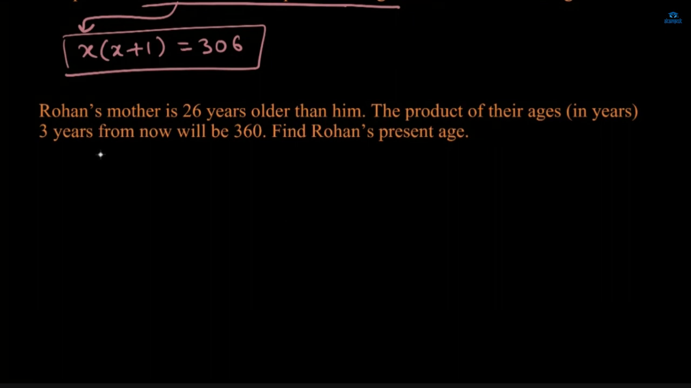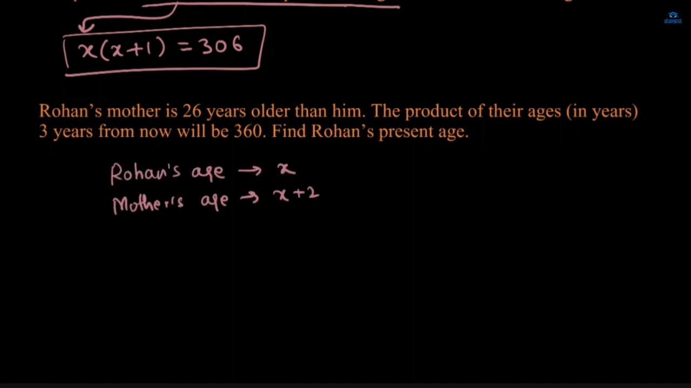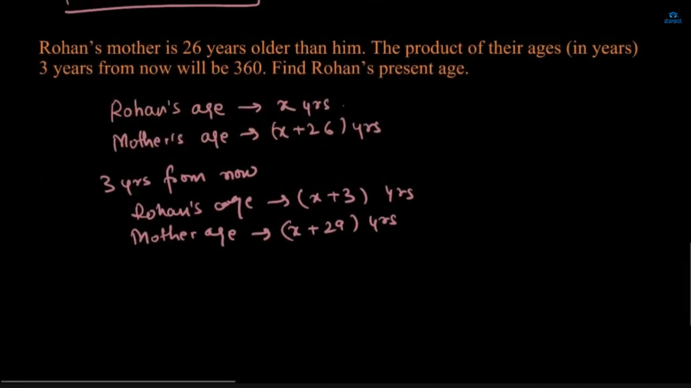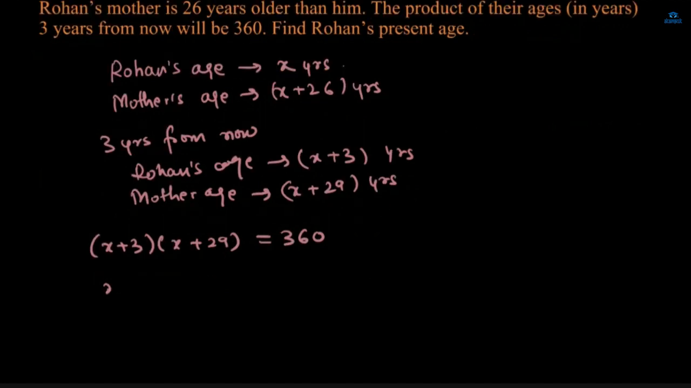Let me wait. So Rohan's mother's age is 26 years more than him. So let Rohan's age be x. So mother's age would be x plus 26 years. The product of their ages in years, 3 years from now. Rohan's age would be x plus 3, and mother's age after 3 years would be x plus 29. Their product is x plus 3 times x plus 29, so x square.